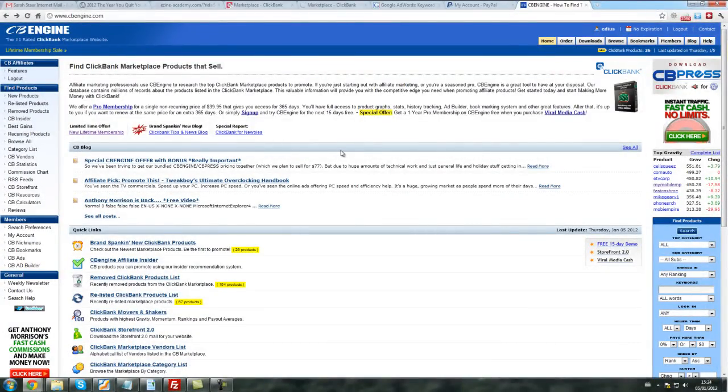But with CB Engine, what they actually allow you to do, and a lot of these things you can actually do with a free account. With the pro account, I think there's a few things you can do. You can get a complete history of a product. You can find out things like the refund rates and things like that.